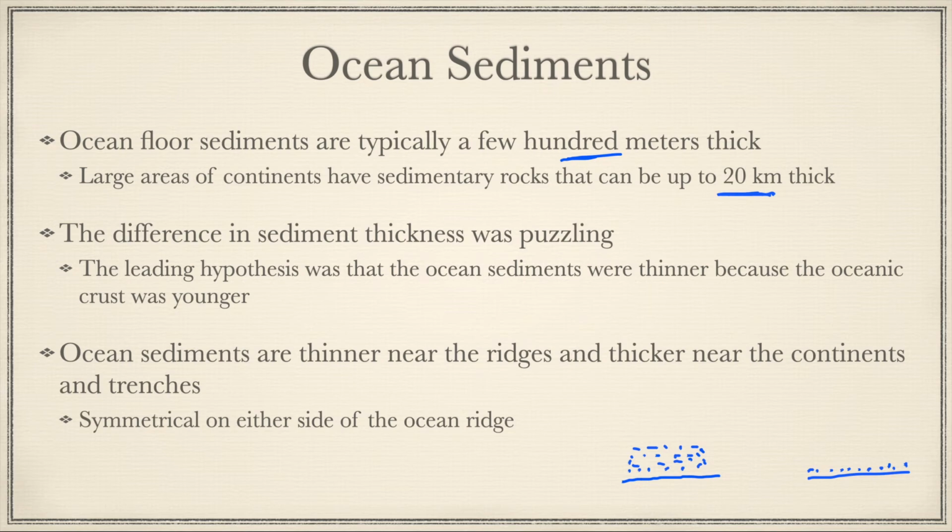Then ocean sediments are thinner near the ridges and thicker near the continents and trenches. So basically, again, we have the ridge in the middle. And as you go out from the ridge, these sediments get thicker and thicker. They're thinner near the ridge. This is also symmetrical on either side of the ocean ridge. So if we came out on this side there, we get thicker as we went away from the ridge. Okay, so we got this symmetry again.